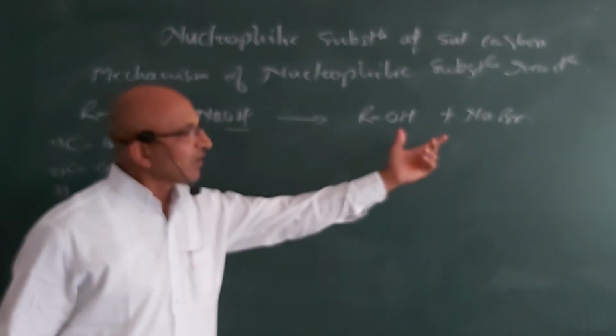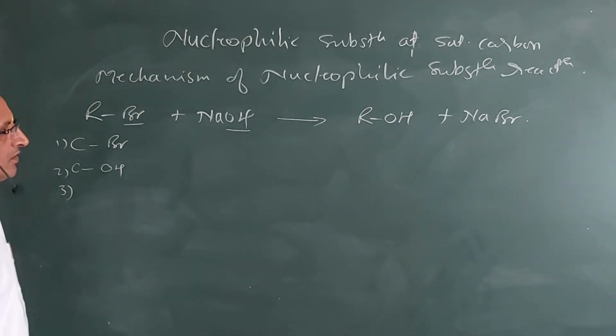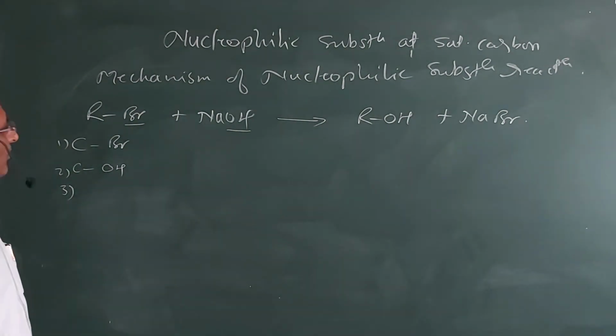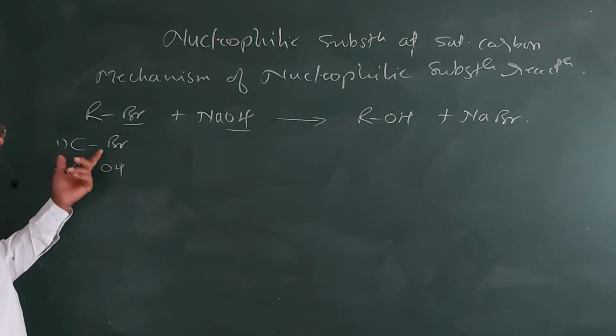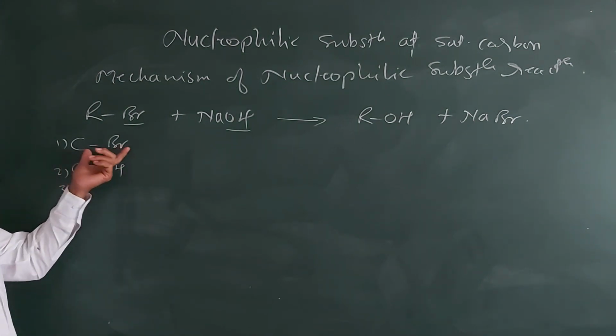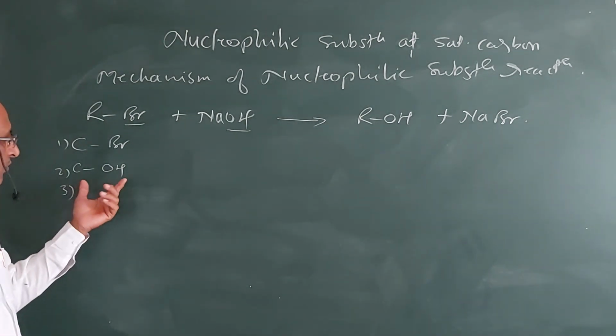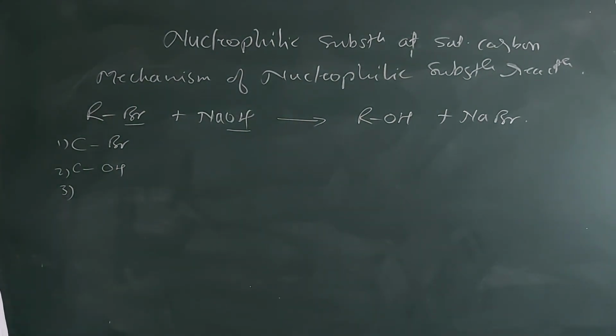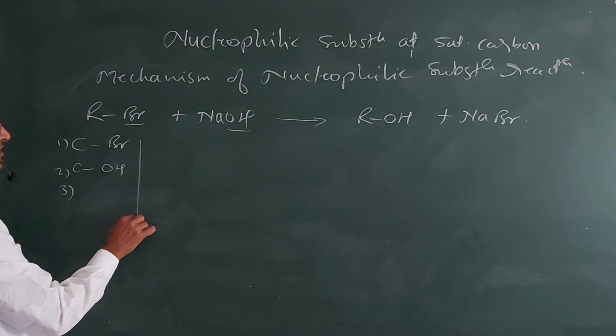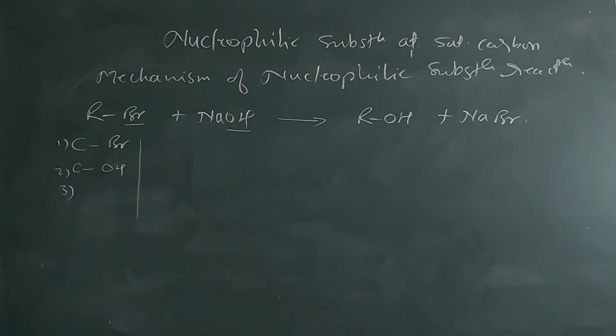Now, when we deal with nucleophilic substitution reactions, in the example I have written here, the alkyl halide reacts with the alkali and you get the formation of an alcohol, and the neutral molecule sodium bromide is obtained. In this reaction, overall three things are happening. The C-Br bond is being broken and the C-OH bond, a new bond, has been formed, and the sequence of bond breaking and formation is not known.